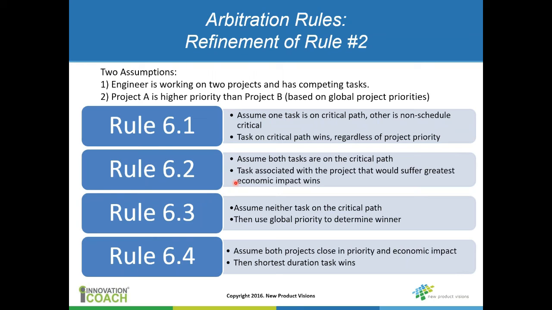Maybe in the past you would have made a different decision, but today you're going to decide that you've got to work on project B rather than project A for these reasons. But you have a specific discussion with the project manager and other key folks in the organization to make that decision. So you're taking into account critical path or economic impact in this case. Rule 6.3 is, you assume that neither task is on the critical path, and then you can simply revert to the global priority to determine which task is higher priority.